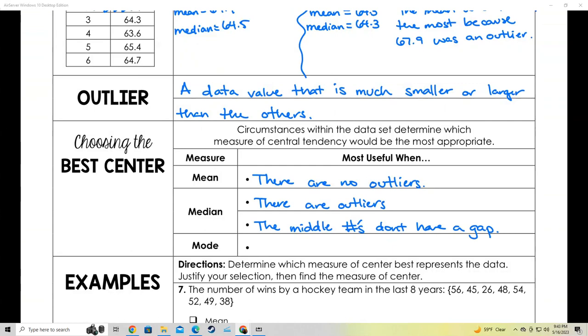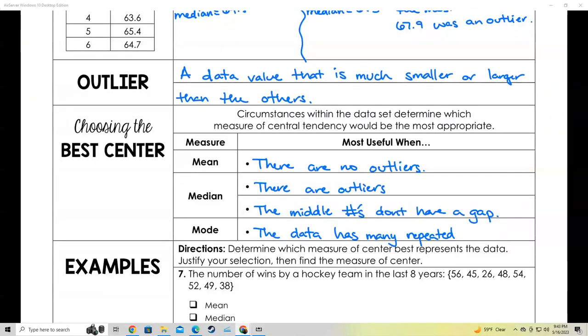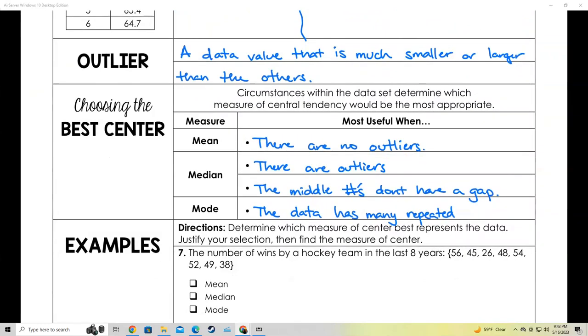When do you use the mode? You use a mode when you're getting a lot of the same numbers. Okay, when the data has a lot of repeated numbers. Like an 80, an 80, an 80, an 80, a 92, a 70, an 80. Like all of a sudden you go, okay, well, it looks like most of them are landing right on this 80. And so that's when you would want to use the mode. That would give you a good idea of what your class or what the data set kind of looks like.